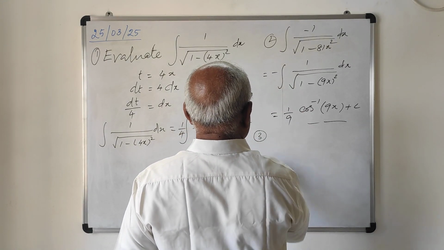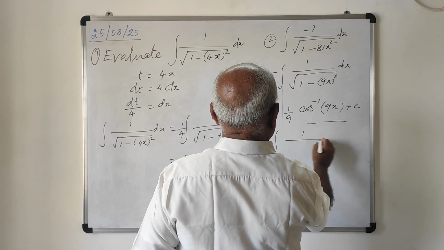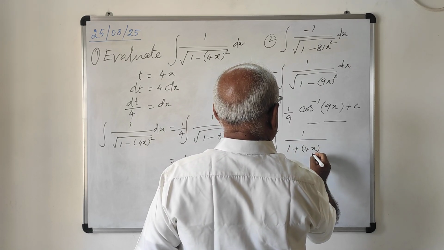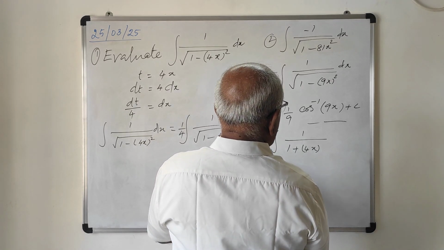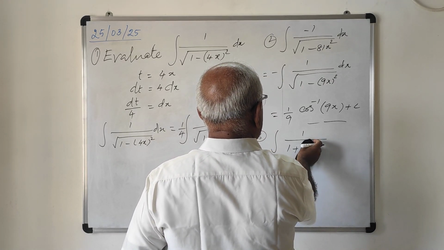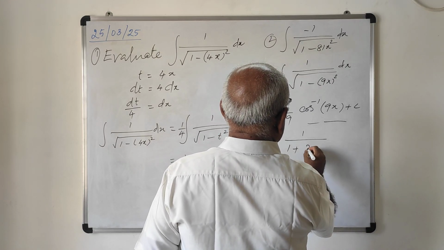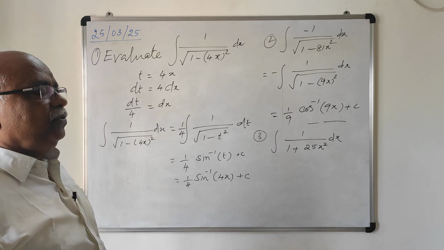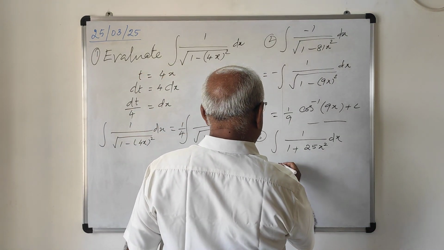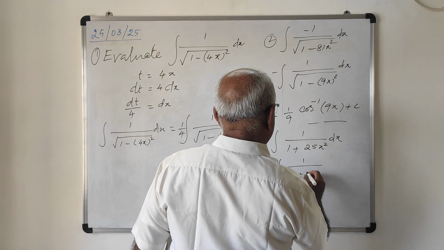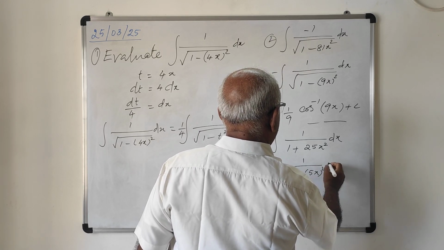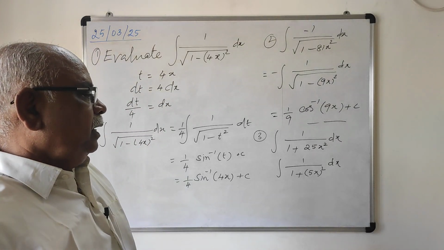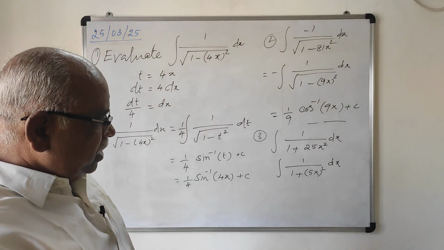And another example, integral 1 by 1 plus 4x the whole square, or 16x, or 25x squared dx. Integral 1 by 1 plus 25x square dx. This can be expressed as integral 1 by 1 plus 5x the whole square dx. So it is of the form integral 1 by 1 plus x square. So integral 1 by 1 plus x square is tan inverse x, you know.